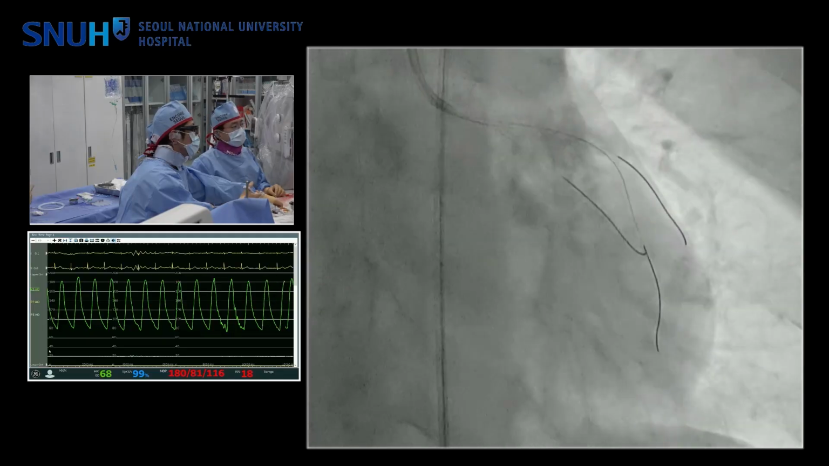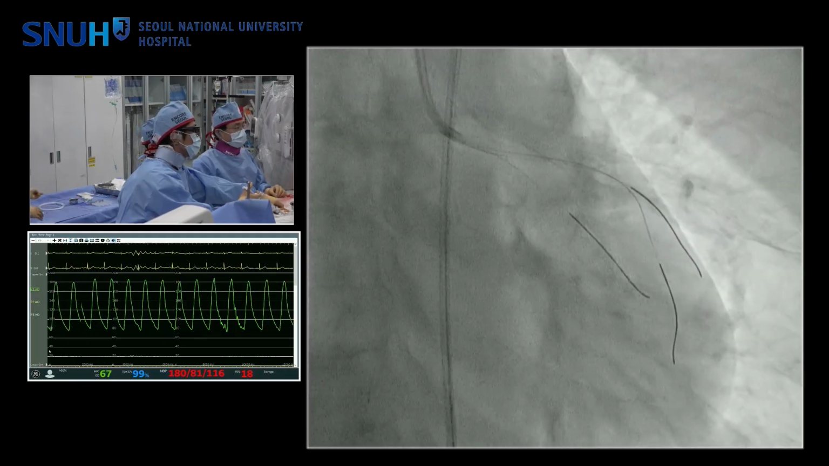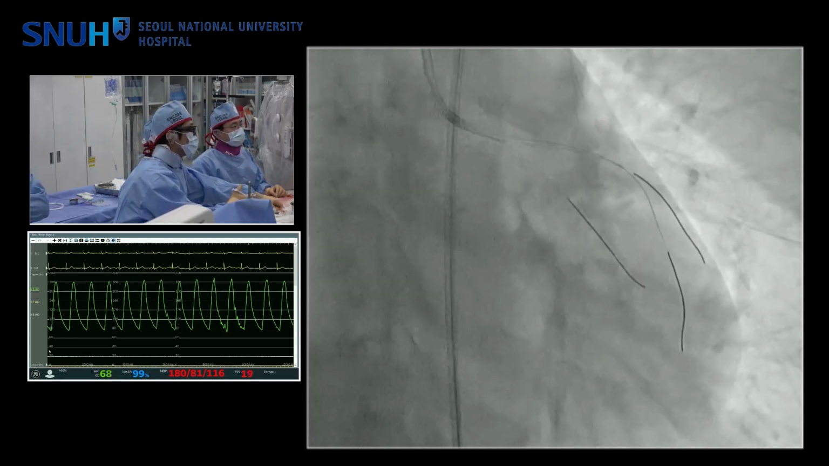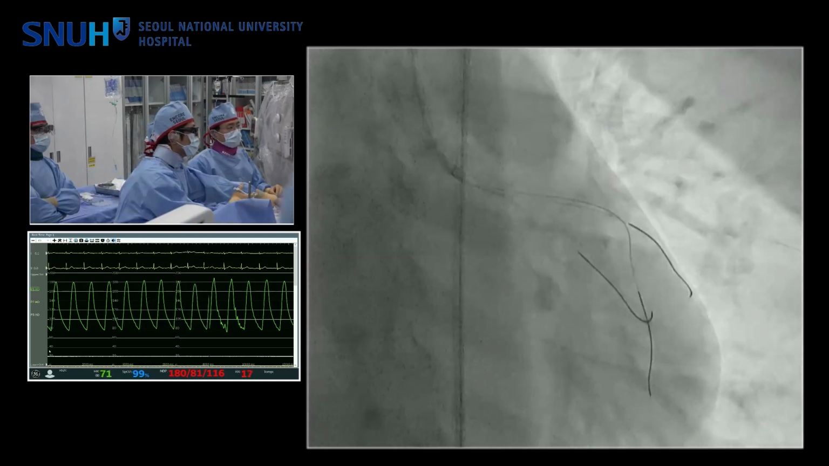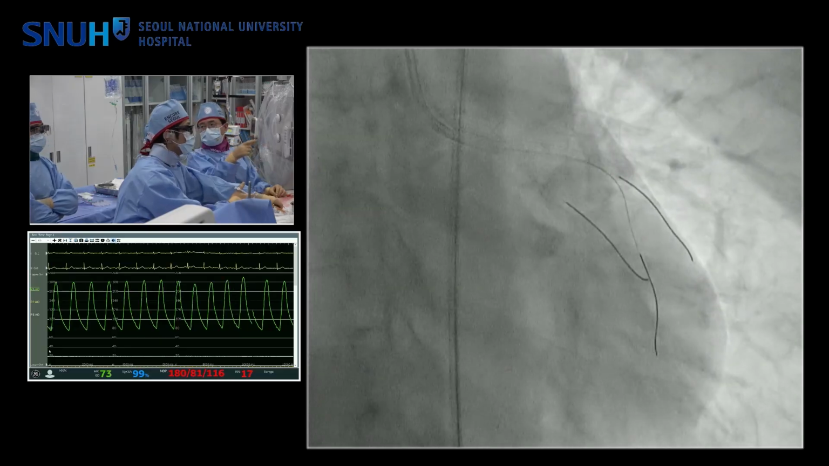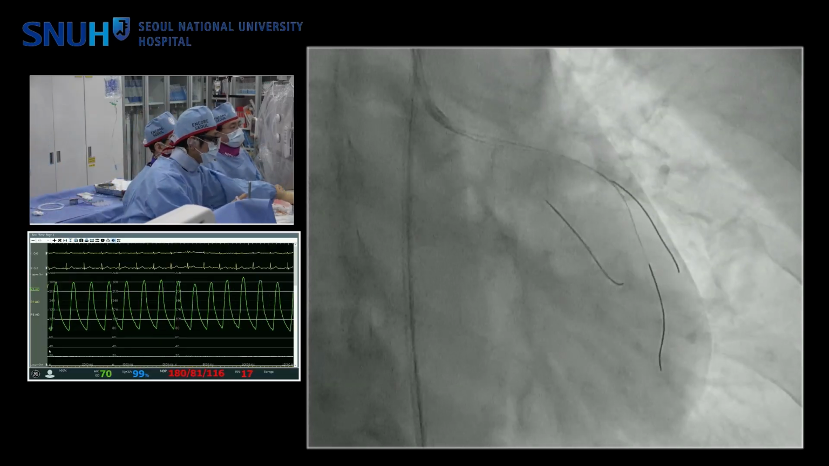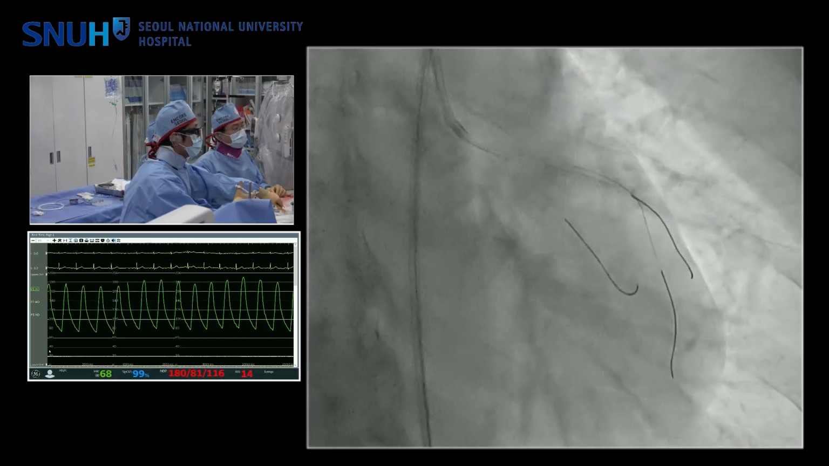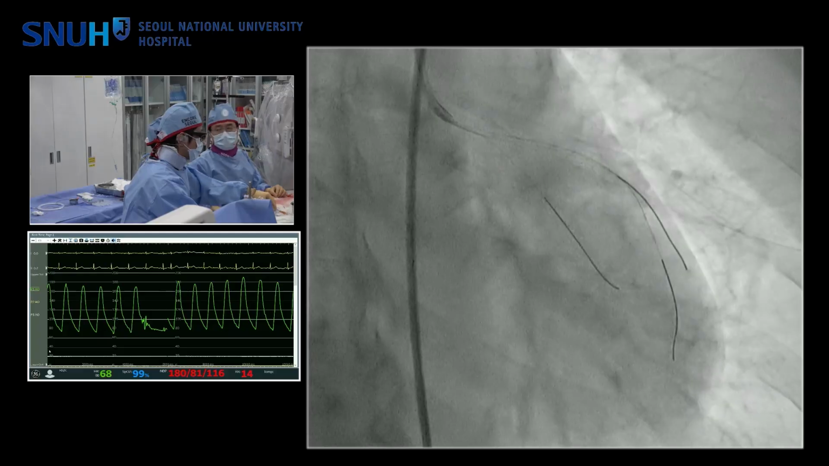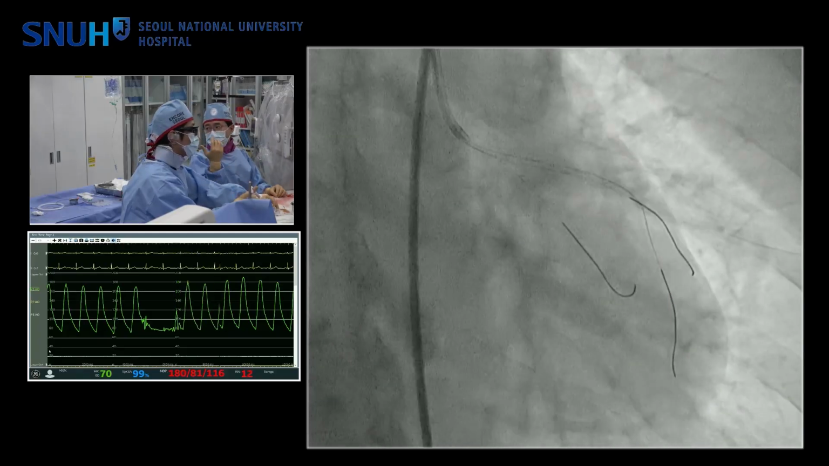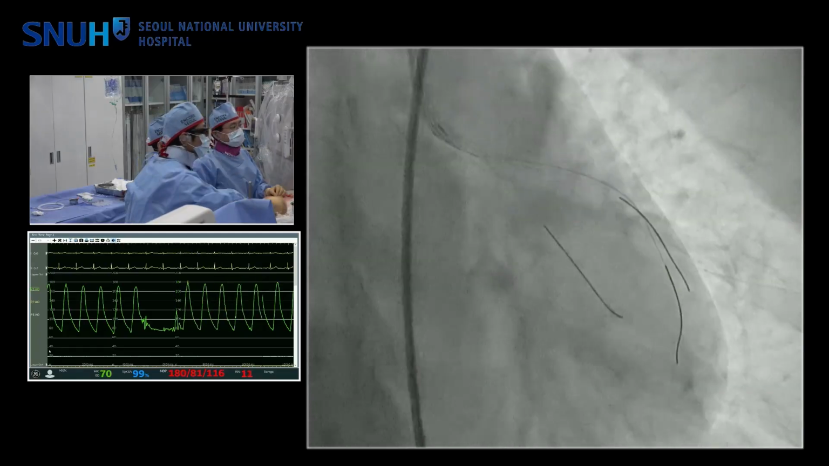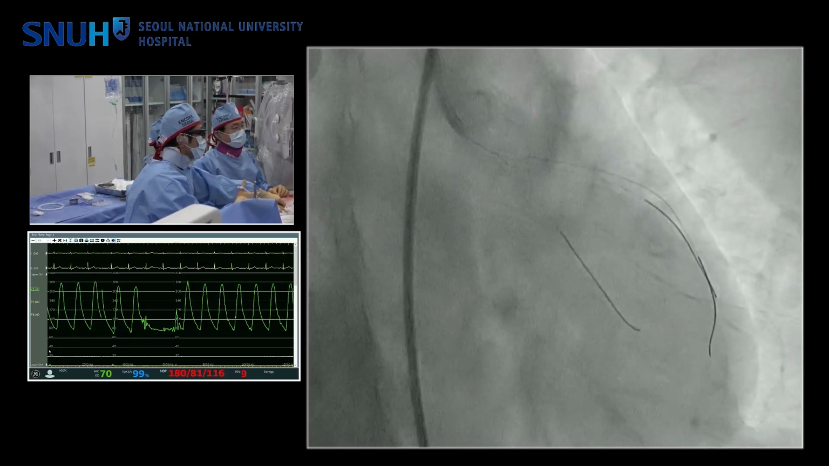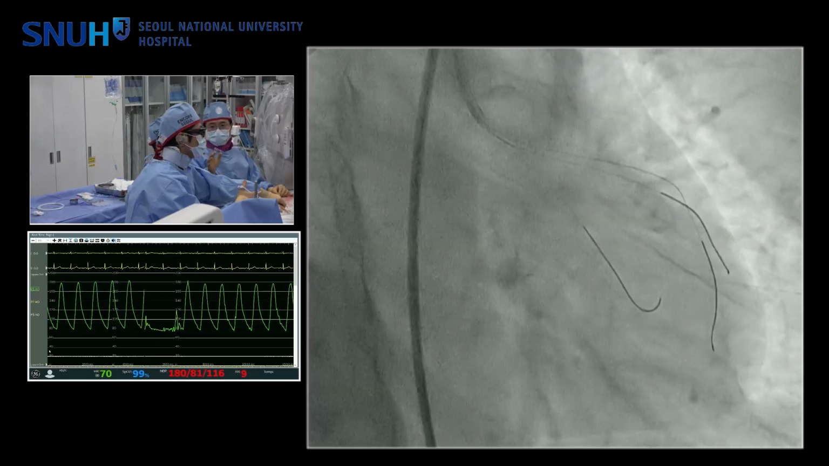And the balloon size would be 3.5 with 20 atmospheres. So you use a stent balloon for high pressure. Yeah, stent balloon. Is there any concern about stent shortening or stent elongation? The high pressure balloon, a non-compliant balloon, a compliant balloon. Okay. We don't have any concern. We have to save the cost.